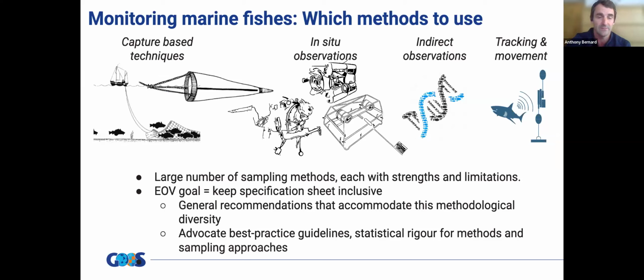While it would be great if everyone followed more standard approaches, the choice of which research method to use is dependent on many factors, including research objectives, institutional resources and capacity, environmental factors, and institutional history. To accommodate this, the fish specification sheet takes an inclusive approach. So rather than prescribing set methods that would exclude valuable data, the goal is to provide general recommendations that accommodate this methodological diversity while maintaining the scientific rigor through best practice guidelines and enabling us to move from fragmented local surveys into integrated global insights.